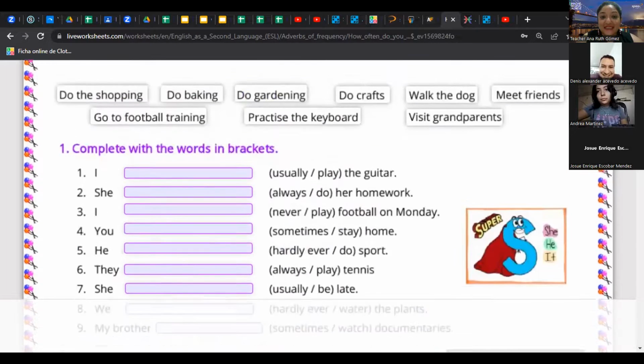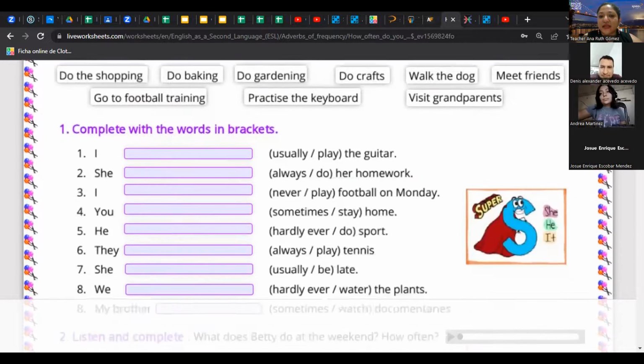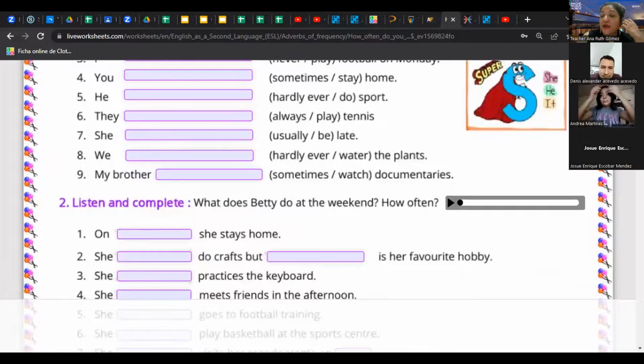No, you say practice. Practice the keyboard, because here you have the expressions: do the shopping, do baking, go to football training, do gardening. You have the expressions here. So it is practice the keyboard. In American English it is practice the piano. Or the keyboard is the teclado, and the piano is the big one from the orchestra. Okay, we're gonna practice.